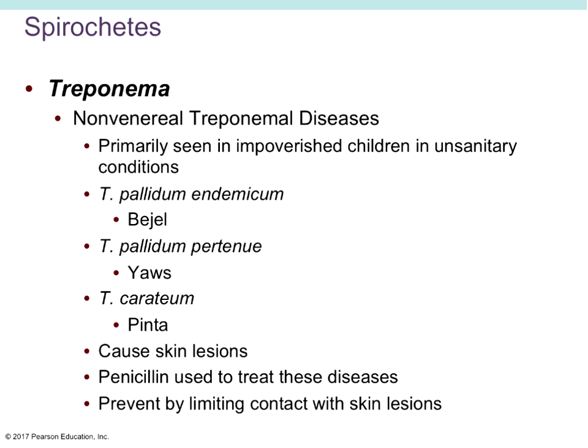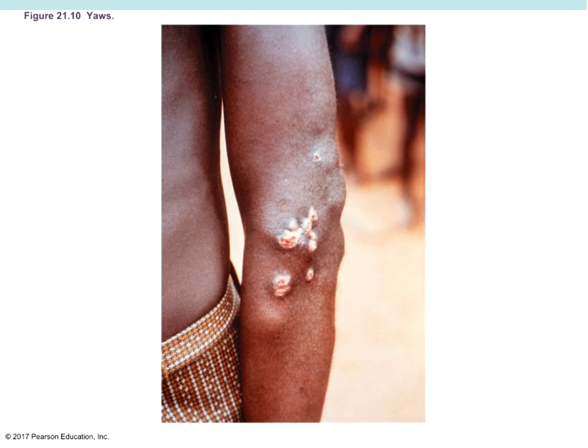So we have non-venereal treponema diseases. Treponema pallidum was the syphilis one, and that is what we call a venereal disease. Non-venereal diseases, we usually see in impoverished children in unsanitary conditions. We can use penicillin to treat them, and prevention is by limiting contact with these infected skin lesions. And this is just a patient with yaws that has the draining lesions that are characterized by the later stages of the disease.